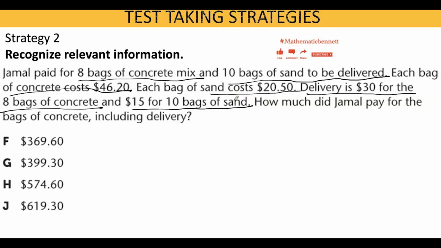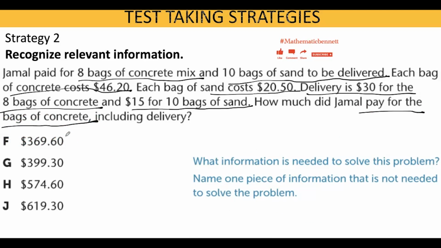So this is going back to test strategy number 1. You have to look at what the question is asking us to find. So it's asking us how much did he pay for just the bags of concrete. So just looking at this information, we see that there is a lot of stuff that is needed to do this, and there is some information that we don't need. Alright, so we need this information to solve the problem because they asked us about the bags of concrete mix. They didn't ask us about the bags of sand, so we do not need this.